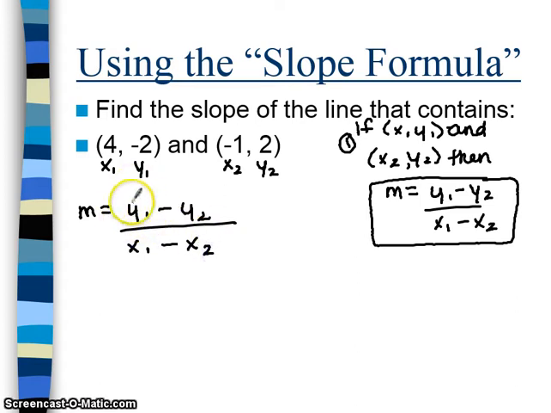So y1 is the first variable that we know the value of, so we're going to substitute negative 2 for y. So we have negative 2 minus, now we have y2. y2 is 2. Okay, so now we have y1, which is negative 2, minus, because that's part of the formula, y2, which is 2, over x1, which is 4, minus, because that's part of the formula, negative 1.